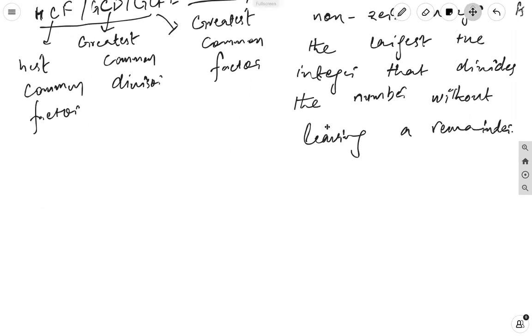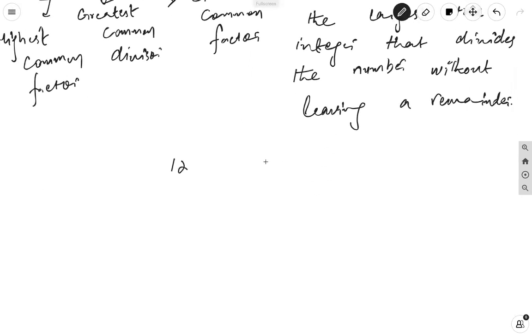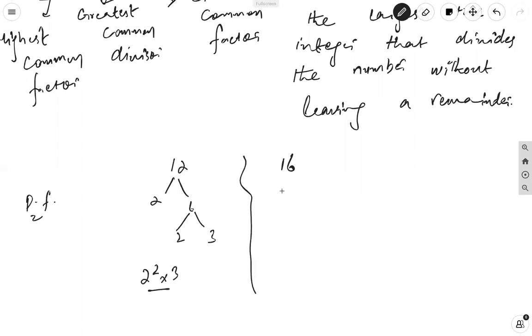For example, we have two numbers, 12 and 16. So how can we find the HCF of these? First of all, we need to prime factorize both of these. For 12, this is 2 into 6, and 6 is 2 into 3, so this will be 2 square into 3. And for 16, that will be 2 into 8, 8 is 2 into 4, and 4 is 2 into 2, so this will be 2 power 4.